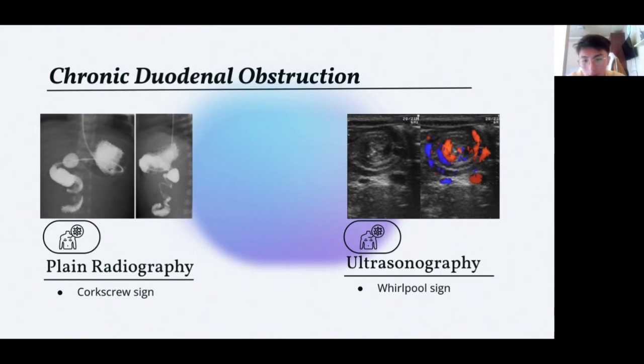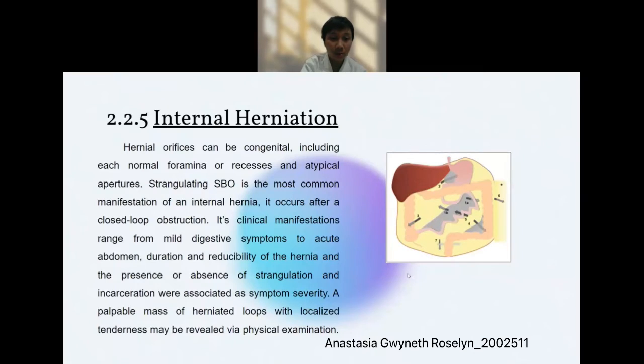And the second one is ultrasonography showing whirlpool sign, with rotation of the superior mesenteric vein around the superior mesenteric artery, which is typical for malrotation. Today I'm going to explain about internal herniation.